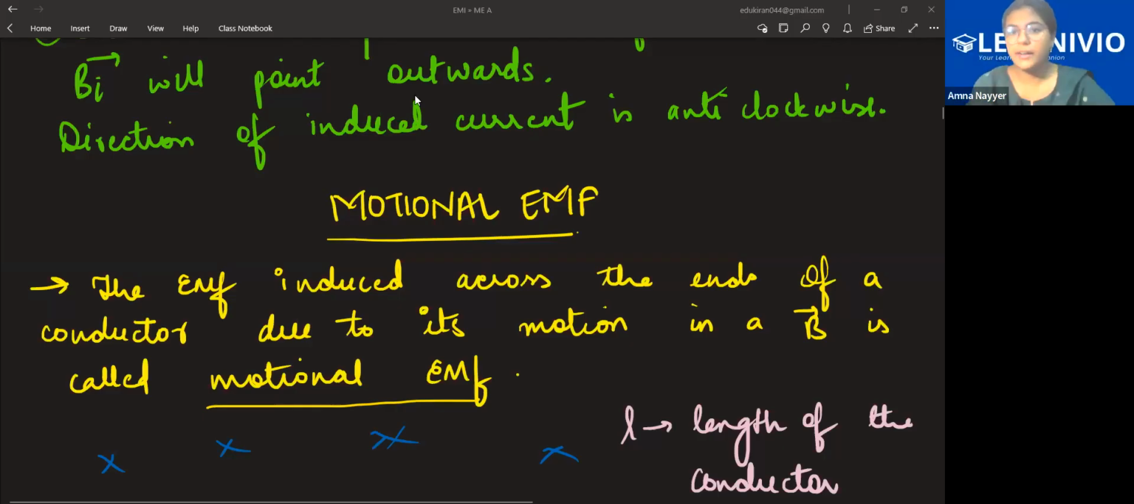Yes, class. So we have to start with motional EMF. In EMI, we have completed the portion on induced current and the direction of induced current. We have done all the numericals, and I have given you good questions also in the homework.